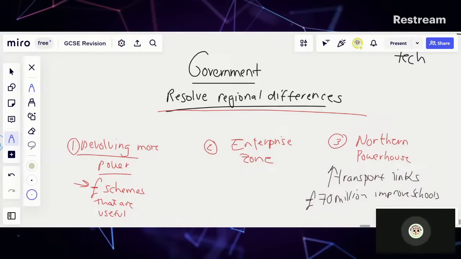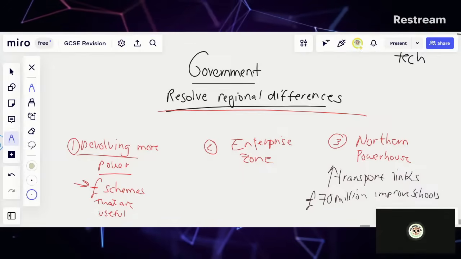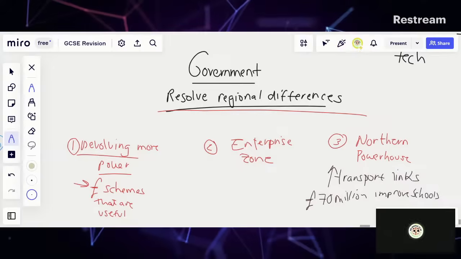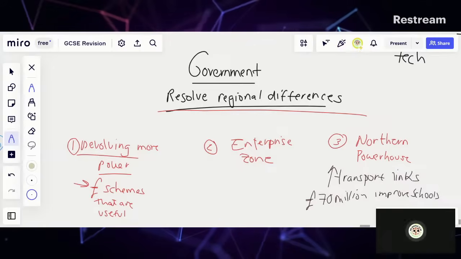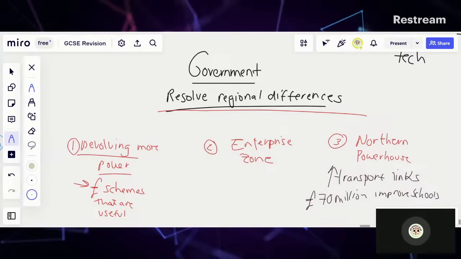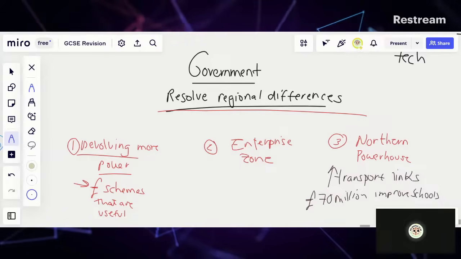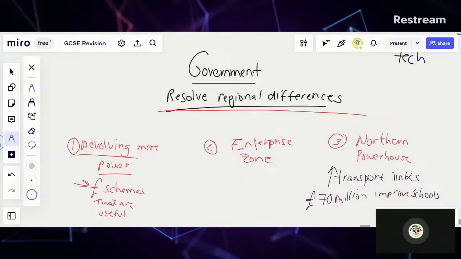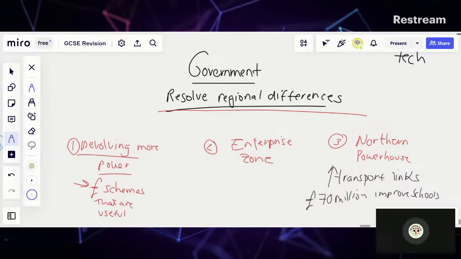So, if you were to be asked in an exam situation how the government resolves regional differences, say devolving more power, which means allowing the governments to spread out their power, creating enterprise zones, which means making these areas really attractive to businesses, and the northern powerhouse, which reduces inequality.